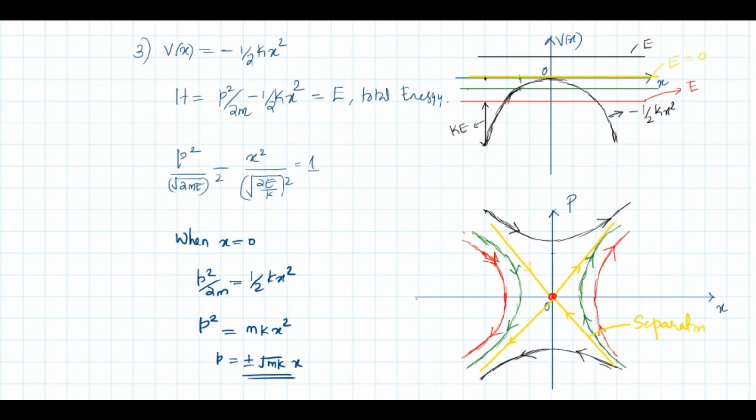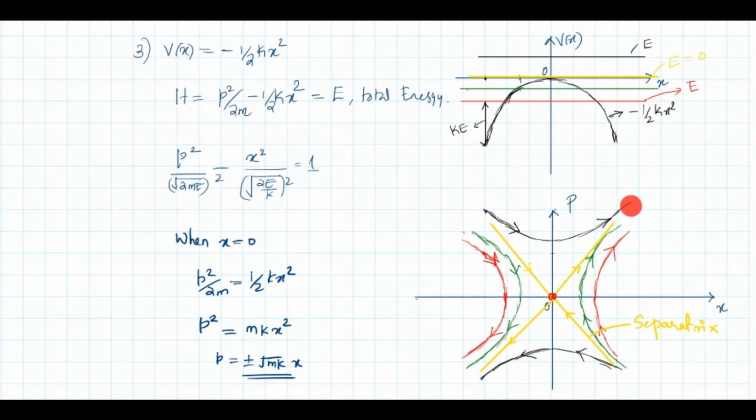Separatrix. Okay, these are the limiting case, e equal to 0. So these are actually the asymptotes of hyperbola. But you have to take care of these arrow directions. At all points the arrows are consistent. All is in this direction.